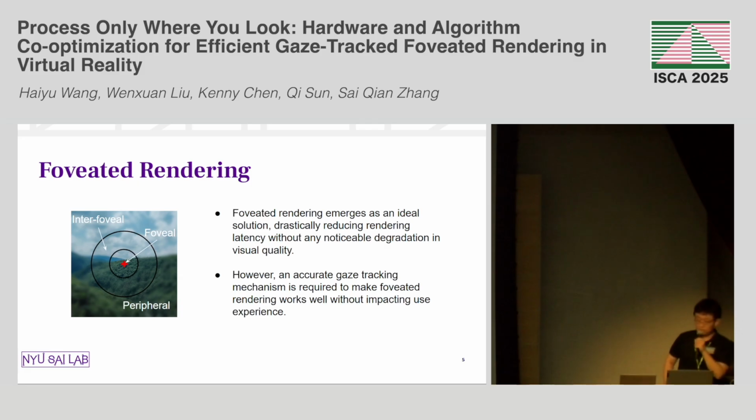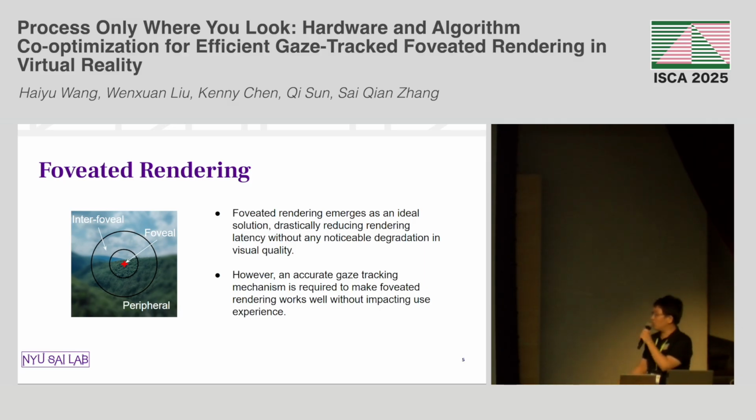To reduce the computation cost of rendering, foveated rendering was proposed. The idea is to leverage human gaze behavior by only processing where the human is looking. For example, if the user is looking at this red cross, we render the surrounding region at high resolution, and then progressively reduce the rendering resolution as the distance from the gaze location increases. By doing that, we can reduce computation and accelerate the rendering process.